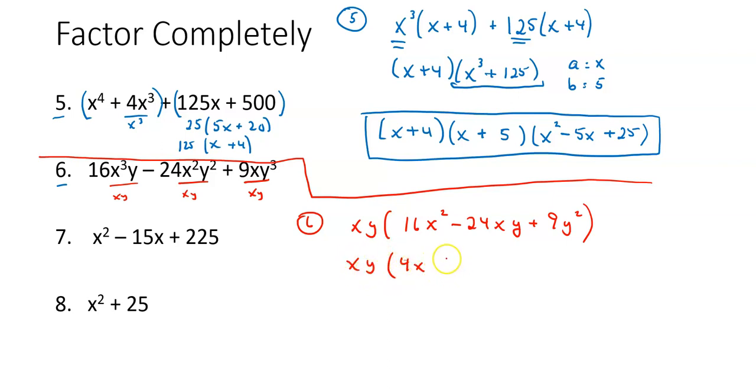A 4x and a 3y. What sign? Well, this says the two signs are the same because they multiply to be a positive 9. This says they both have to be negative. Okay, FOIL it out and see if I'm right. 4 times 4, so I get a 16 and an x squared. A minus 12xy, another minus 12xy, so minus 24xy, and plus 9y squared. Clean it up a little bit. I got an xy times (4x minus 3y) squared.